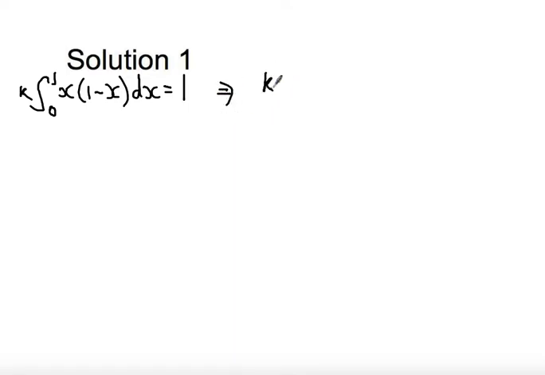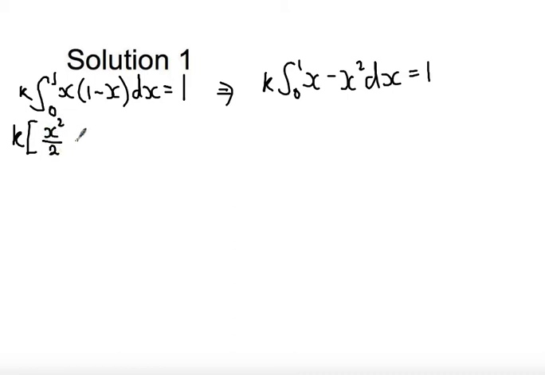So if I integrate k between 0 and 1, let's rewrite this in a form that I can integrate. So I get k times the integral of x minus x squared dx, and this is equal to 1. When I integrate this using square brackets, x integrates to x squared over 2, minus x squared integrates to x cubed over 3. And we integrate that between 0 and 1, and this is equal to 1.